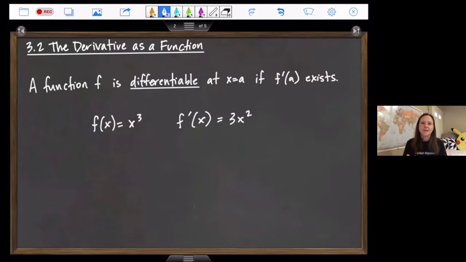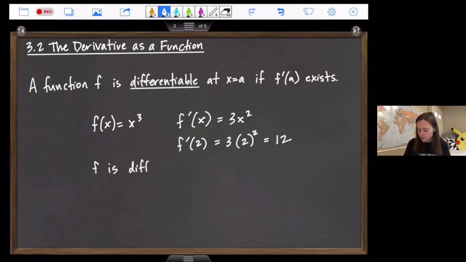So this is 3x squared. We can plug in any number that we want, but let's just say 2. So f prime of 2, when I plug this in, obviously I can square any number I want, and I'm going to get an answer of 12 here. So we would say that the original function x cubed is differentiable at x equals 2 because we can get an answer from its derivative. So f is differentiable at x equals 2. Okay, turns out for this particular function, f is differentiable anywhere. I can plug in any x value that I want.